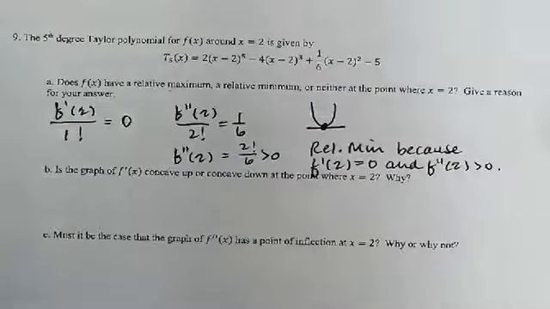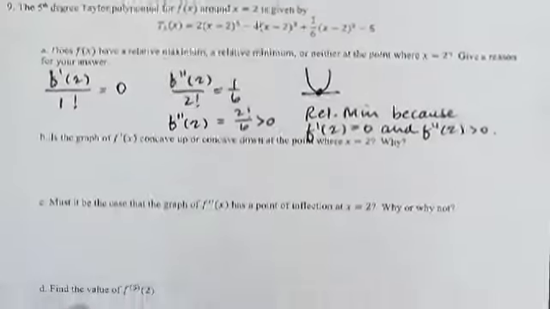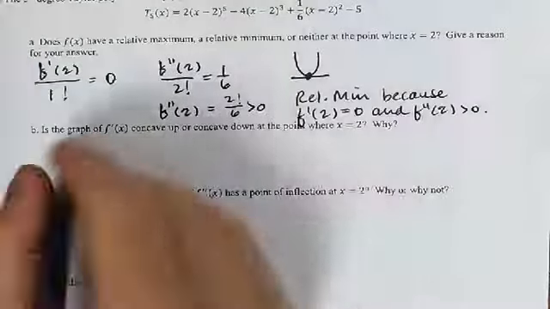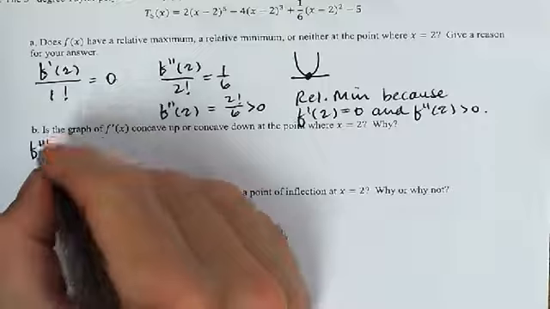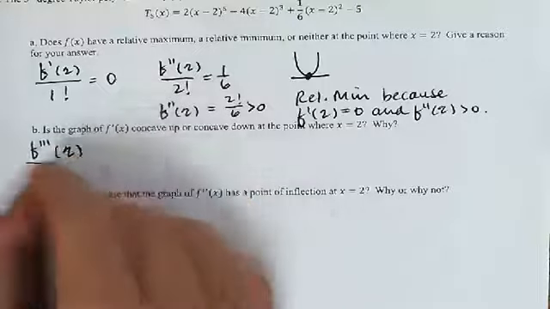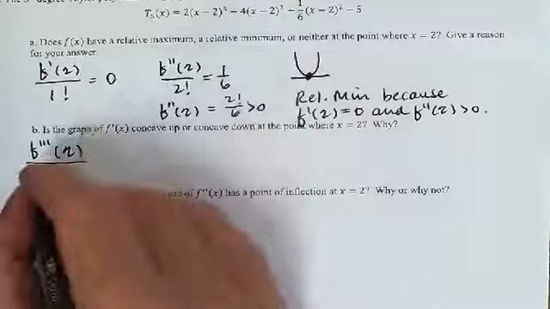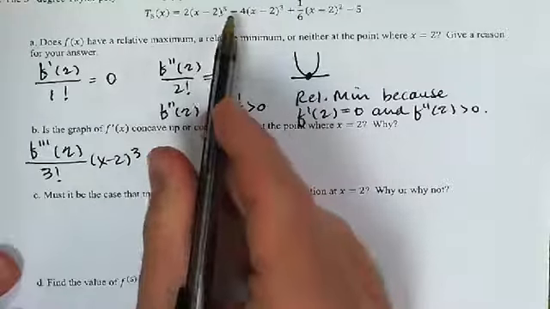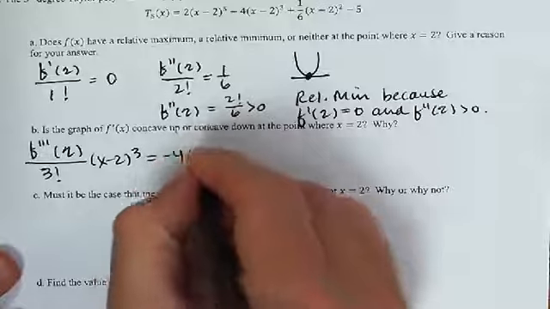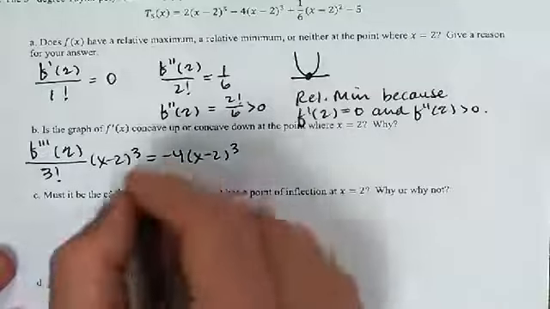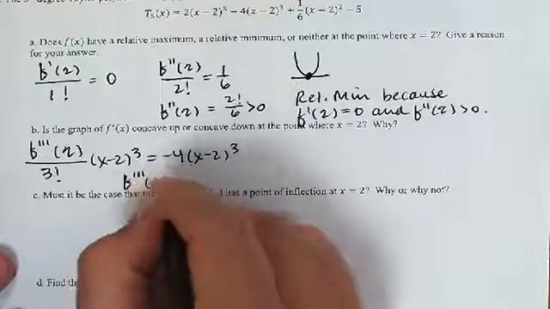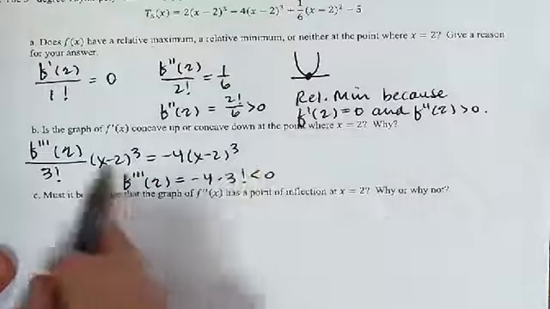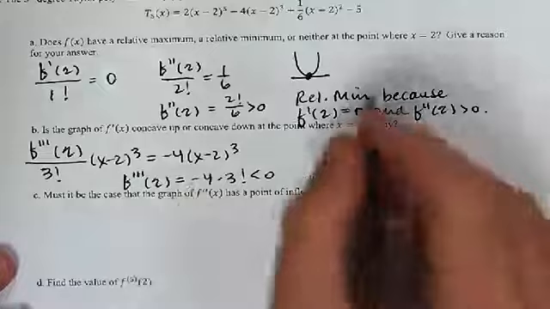Is the graph of f prime concave up or concave down at the point where x equals 2, and why? Well, that's a very tricky question. If we're trying to talk about the concavity of f prime, we need to analyze the third derivative. So I need to consider f's third derivative at 2. In terms of the Taylor series, f's third derivative divided by 3 factorial times x minus 2 to the third equals negative 4 times x minus 2 to the third. So f triple prime is going to be negative 4 multiplied by 3 factorial, which is going to be a negative number. So I would say that f prime is concave down because f triple prime is negative.